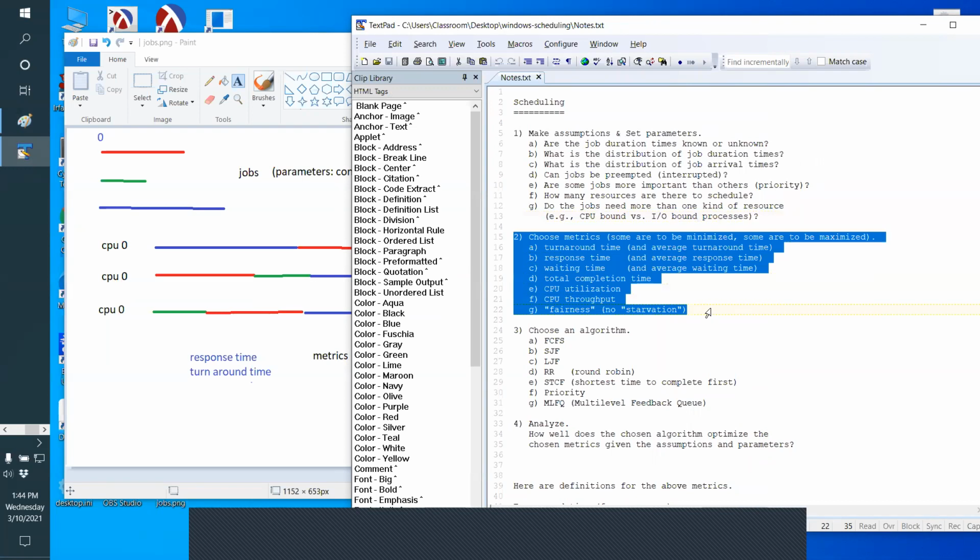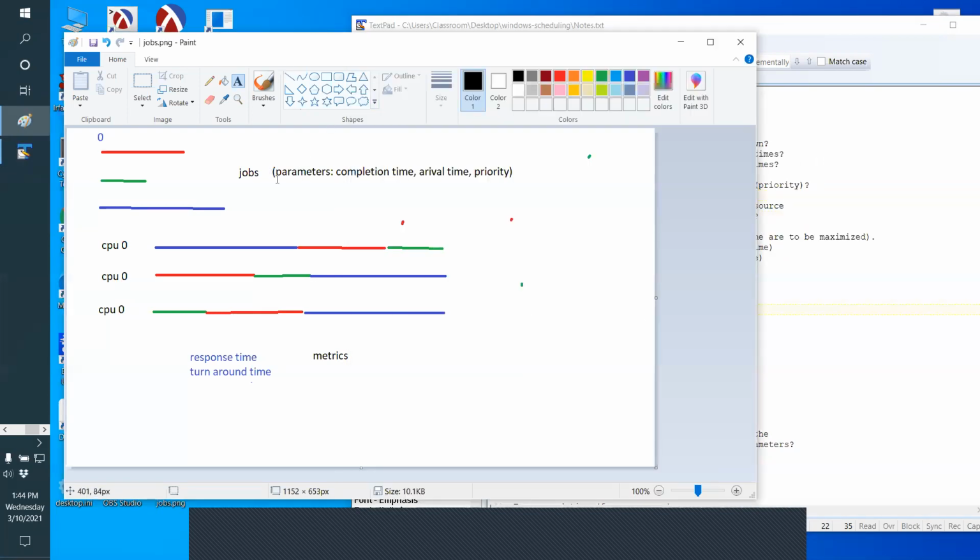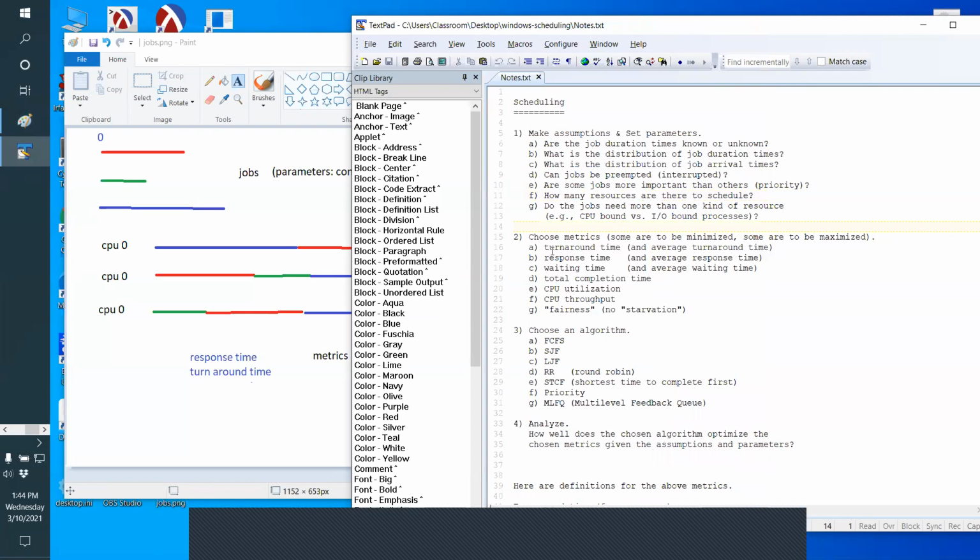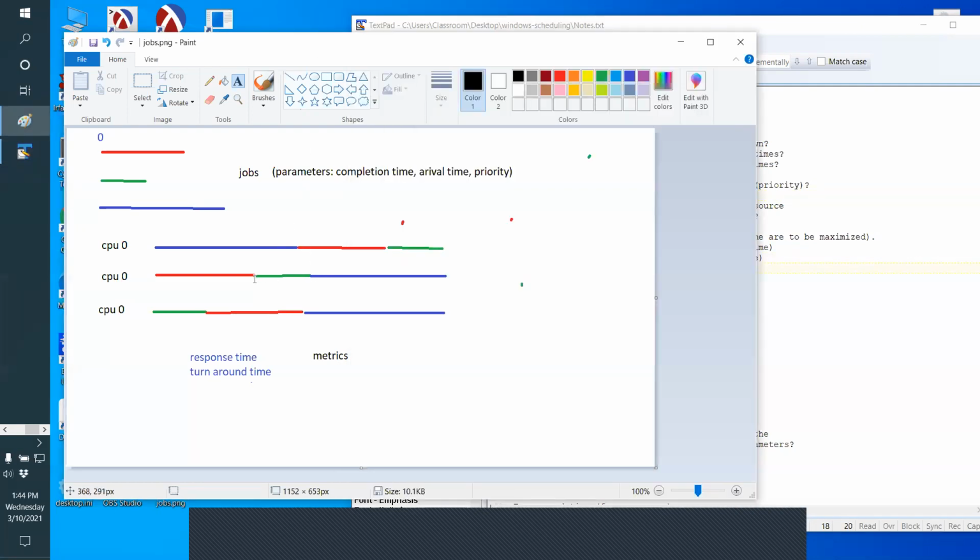Okay, now then the other thing is you choose the metrics. You decide what your parameters are, and then you decide what metrics you're interested in. Turnaround time and response time are the two most important metrics. Another metric is waiting time. Waiting time is how much time you waited.